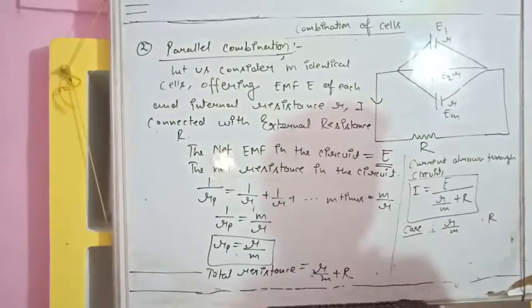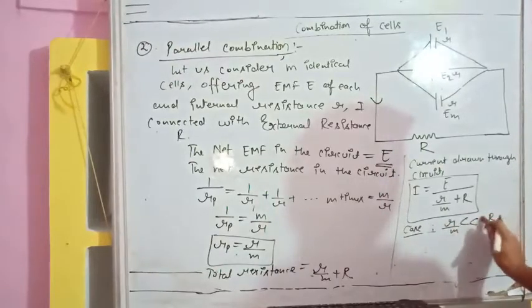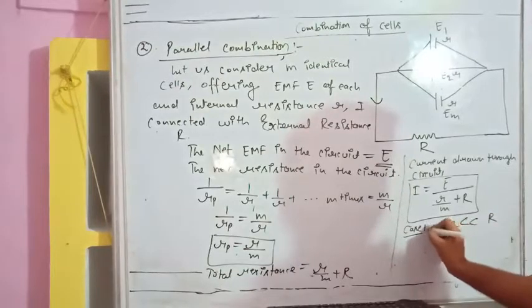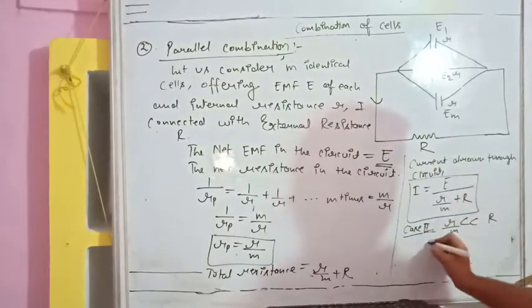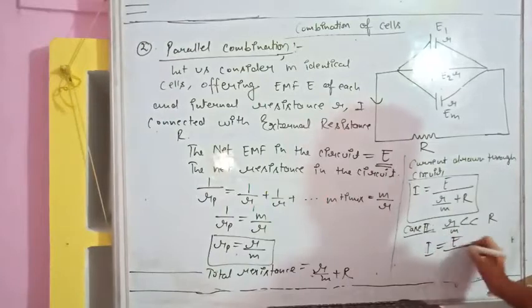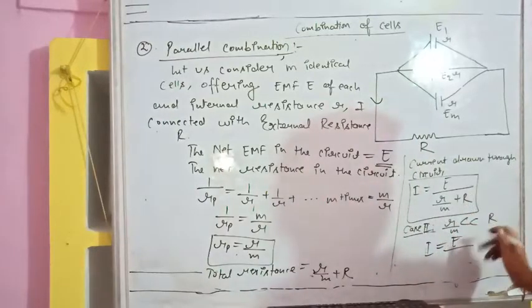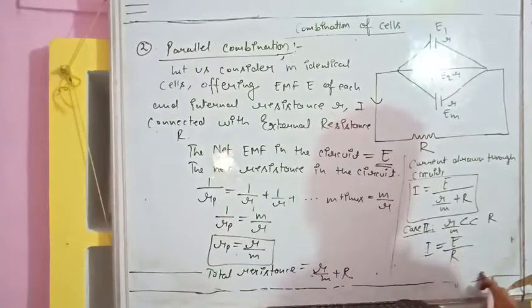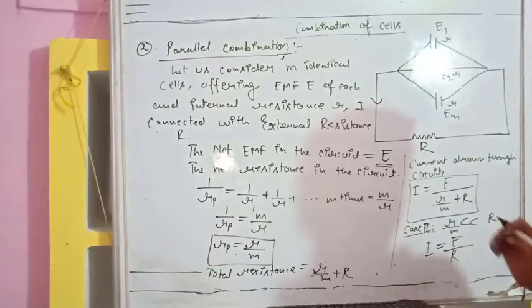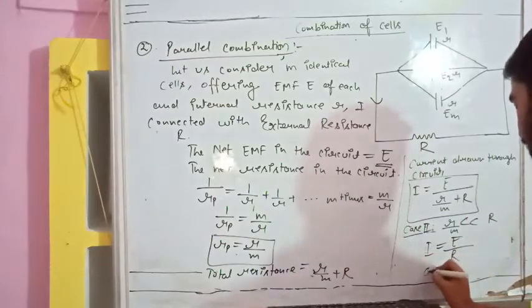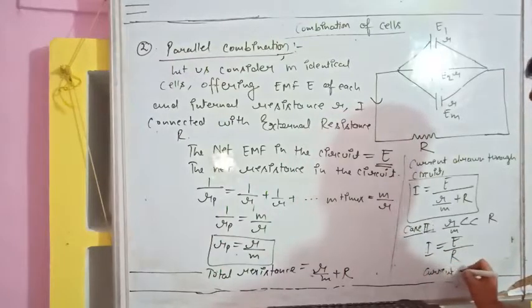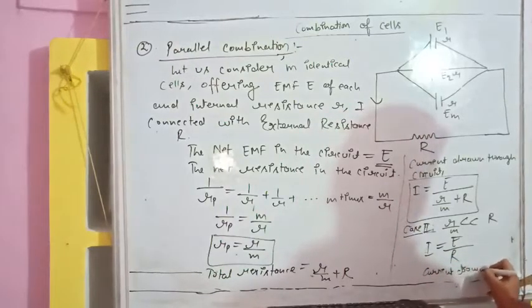So this is going to be case second: r upon m is lesser than R. Now in that case I is equal to E upon, what will be the condition? r upon m is much lesser, so I is equal to E upon R. So that is the current drawn due to a single cell.